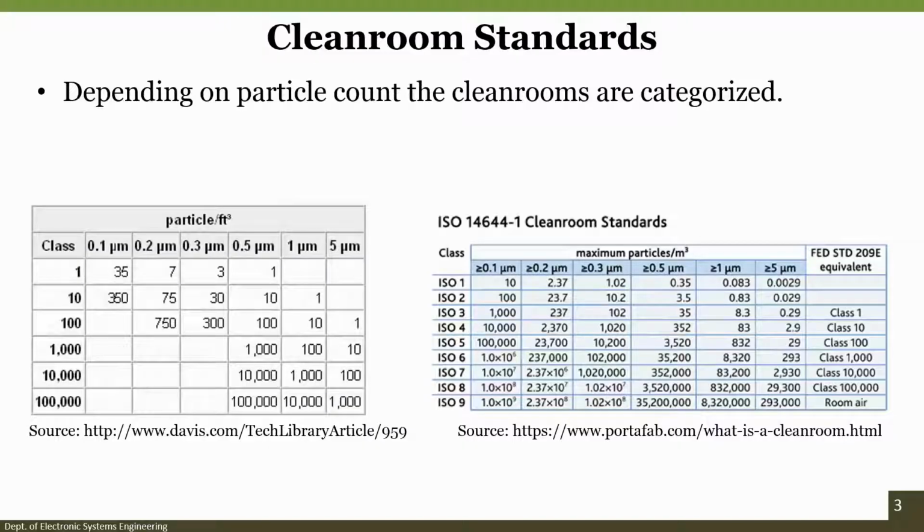Depending on the particle count, clean rooms are categorized into several classes, as I said, from class 1 to class 10,000. If you talk about class 1, then per cubic foot there would be 35 particles of 0.1 micron, 7 of 0.2 micron, 3 of 0.3 micron, 1 of 0.5 micron, and 1 micron and 5 micron particles would be none.